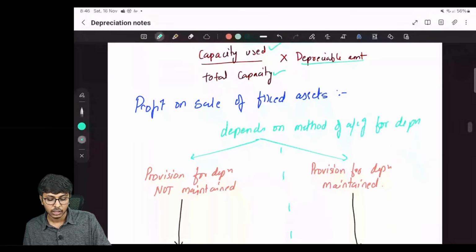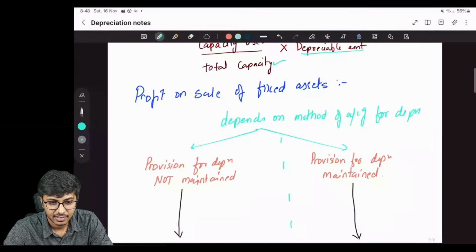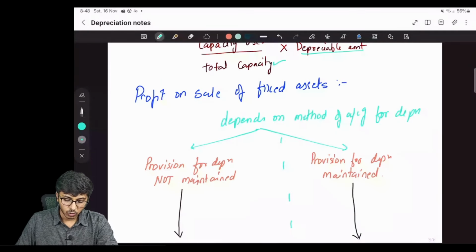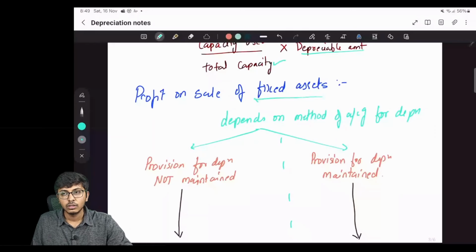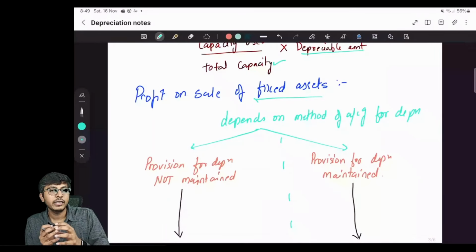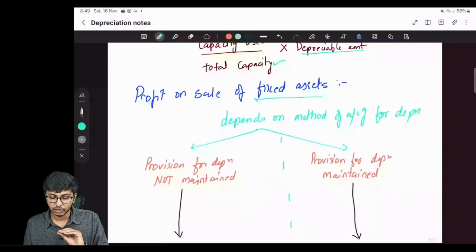Quickly we will go to the next topic. What is the next topic? Profit or loss on sale of fixed assets. Now, you're providing depreciation on depreciable assets, but you might sell an asset in between, correct? If you're trying to sell this asset, how do you prepare this account and calculate the profit or loss? It's very, very easy. You just have to see now.